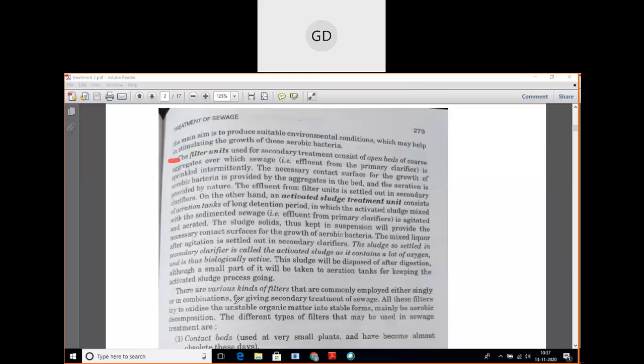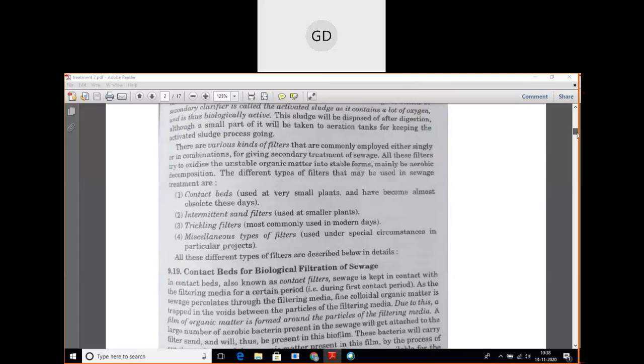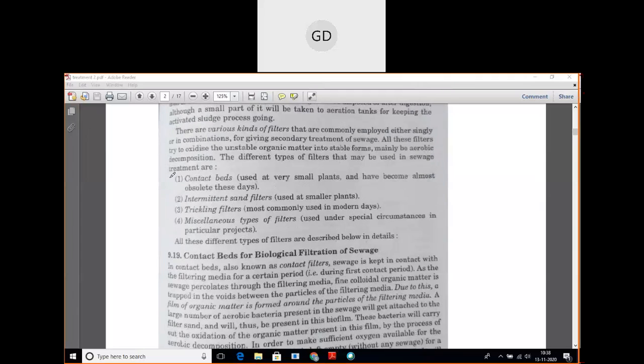There are different kinds of filters commonly used in the secondary treatment of sewage. Number one, contact beds, used at very small plants and almost obsolete nowadays. Number two, intermittent sand filters, also used at smaller plants. Number three, trickling filters, most commonly used in modern days. And number four, miscellaneous types of filters used under special circumstances in particular projects. These four are the different types of filters used in sewage treatment.